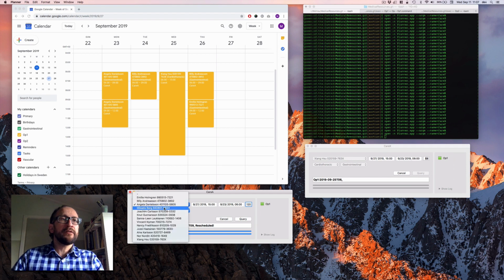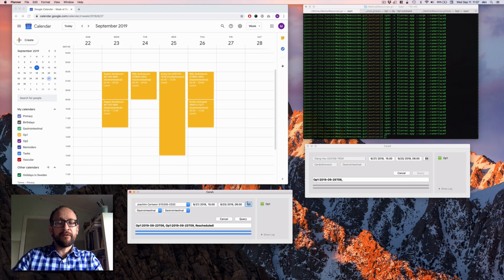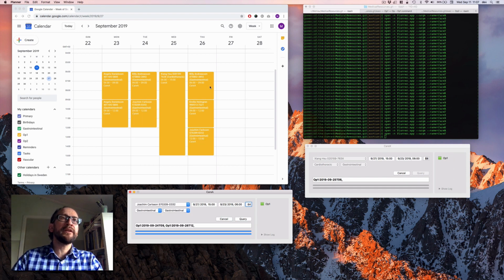Let's schedule another operation, this time with a default priority of 84 for Joachim Carlson. And we'll see that Joachim gets times here on the 24th and the 26th, similar to Billy Anderson, straddling a huge cardiothoracic surgery on the 25th.